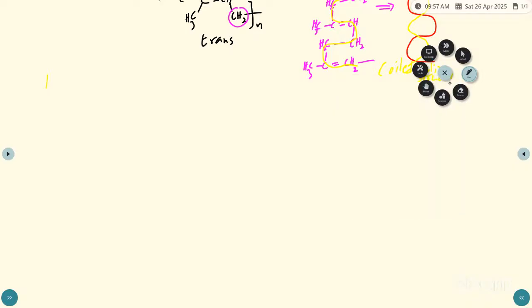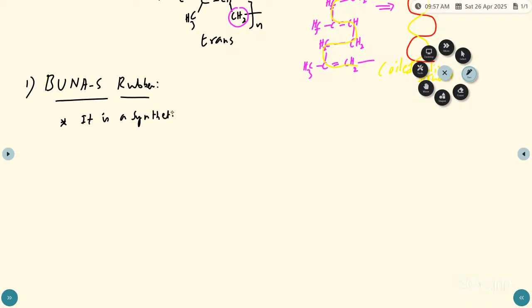So Buna S rubber. Side heading, Buna S rubber. So what is Buna S rubber? It is a synthetic rubber.